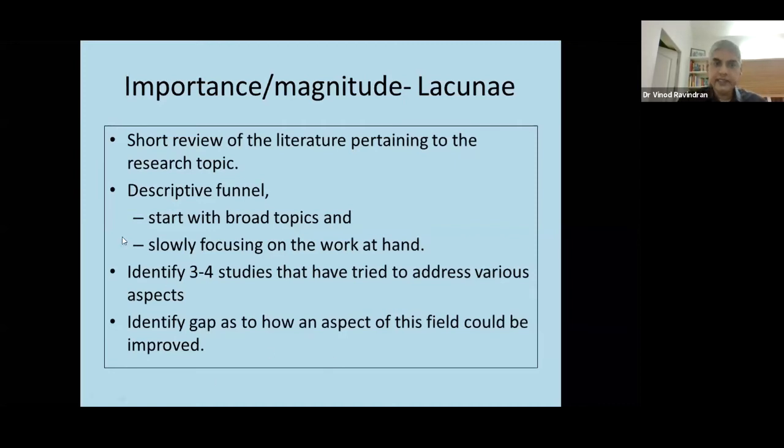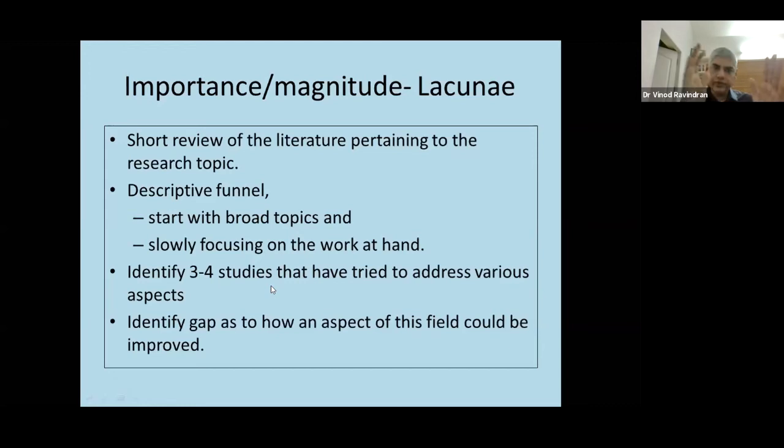So this is a broad topic, and slowly we focus down to rituximab in rheumatoid arthritis, and we are specifically talking about the toxicity of rituximab in Indian patients with rheumatoid arthritis. In this process, we have identified 3 or 4 most relevant studies which have previously tried to address the various aspects which we just discussed in the introduction. We have not, like in a thesis, done a very comprehensive review of literature here. We are very, very focused right from the start.